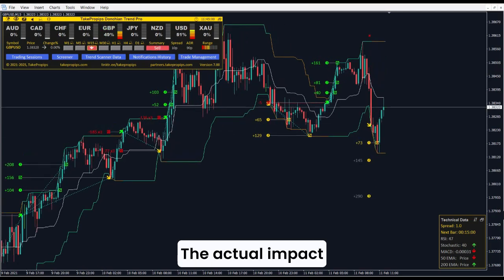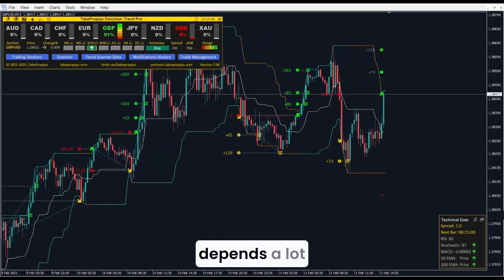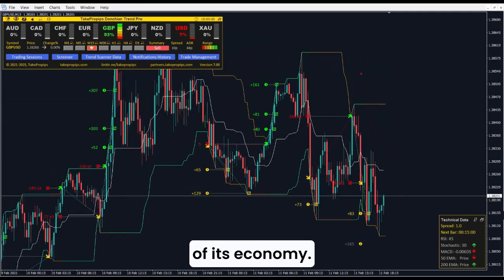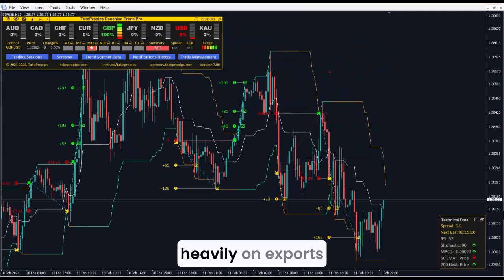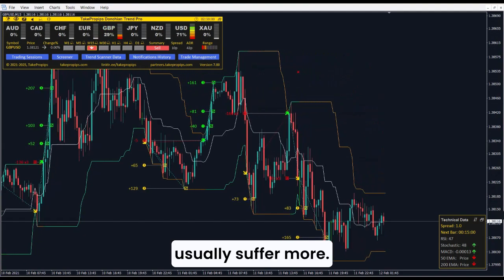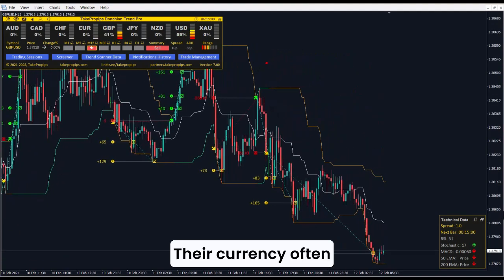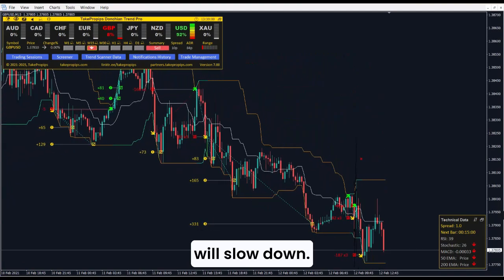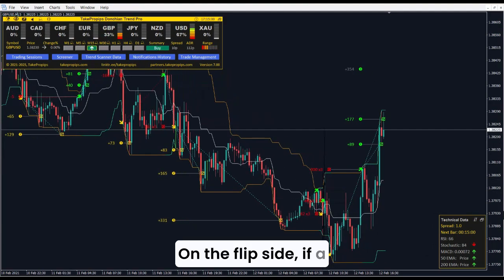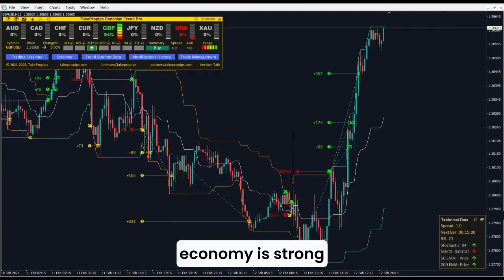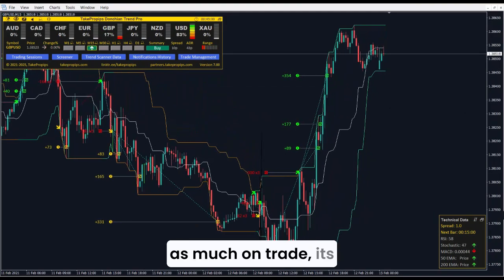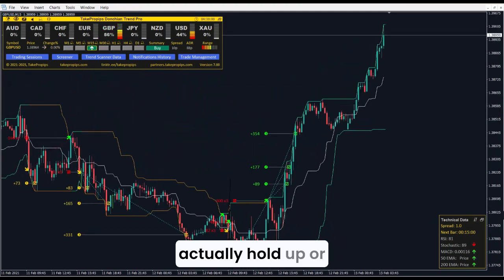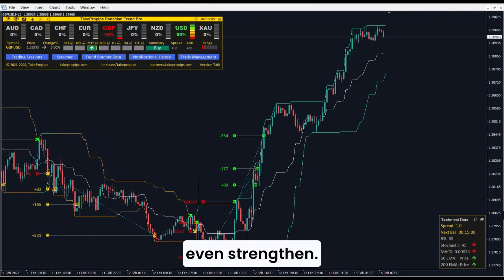But here's where things get interesting. The actual impact on a country's currency depends a lot on the structure of its economy. Countries that rely heavily on exports usually suffer more. Their currency often weakens because the expectation is that their economy will slow down. On the flip side, if a country's domestic economy is strong and it doesn't rely as much on trade, its currency might actually hold up or even strengthen.